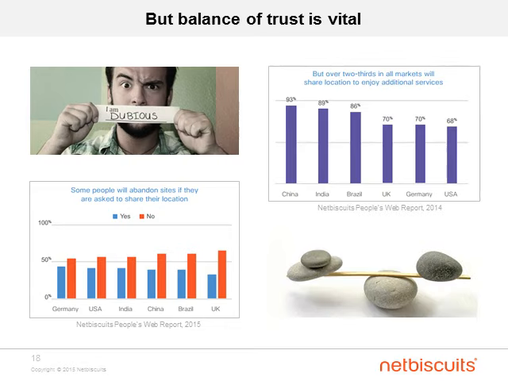If, on the other hand, you ask exactly the same group of people whether they would share their location in order to enjoy additional services, the result becomes overwhelmingly more positive. The point is, customers are naturally skeptical, but they are willing to use their personal information as a bargaining chip if they feel they will get something of benefit in return. So, the consumer has spoken. If you get it right, they will give you their information and they will engage with you.